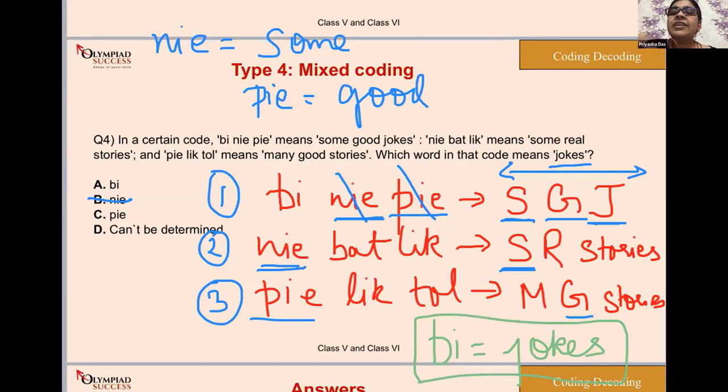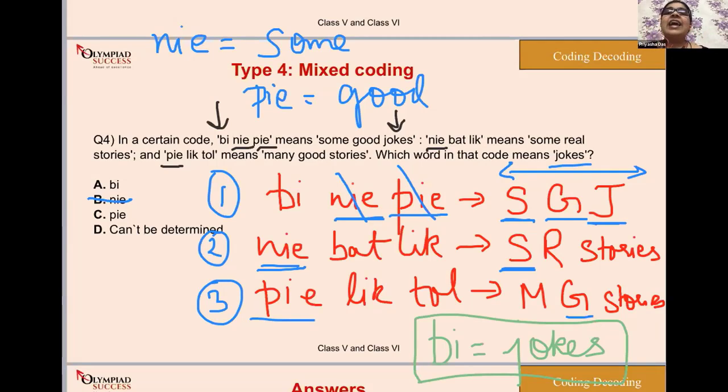The moment you look at the question, with the help of the black pen, I can show you that nai and nai are repeated, pi and pi are repeated. So that means the only term which is not repeated will be the answer for jokes. So this is a shortcut, and the conventional method is what I discussed on the screen.